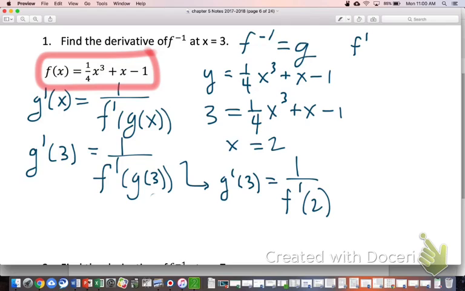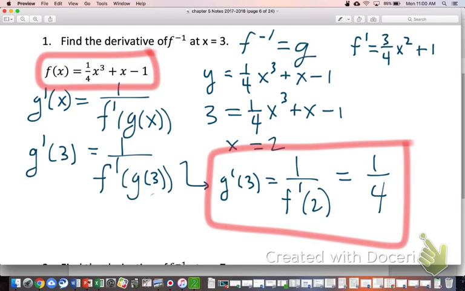So f prime of x is equal to 3/4 x squared plus 1. So to find f prime of 2, since I do have that explicit function for f prime, I just plug in a 2, and what do I get? 4, right? 3 plus 1. So we end up with g prime of 3 is equal to 1/4 for our final answer.